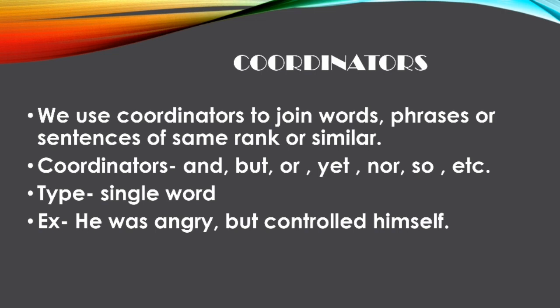These are single word coordinators. This you all can see, single word hai inme. Like he was angry but controlled himself. He was angry but. So what is but here? But is a coordinator because it is joining these two, right? But it is a single word coordinator because but is a single word, right?